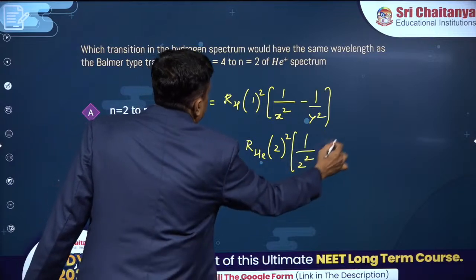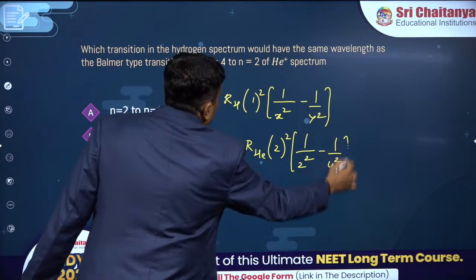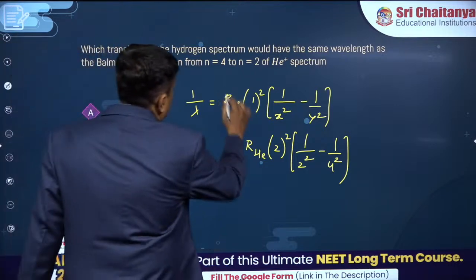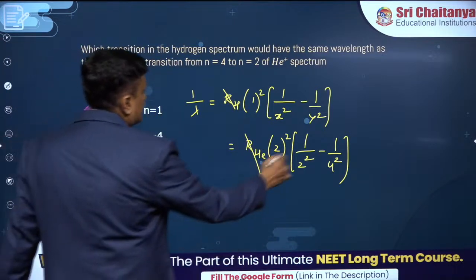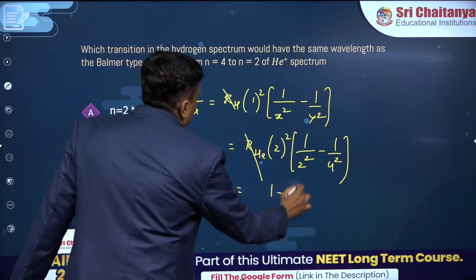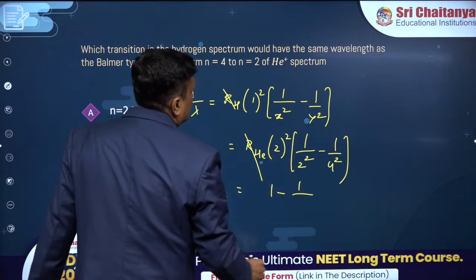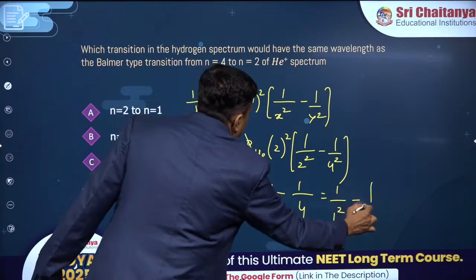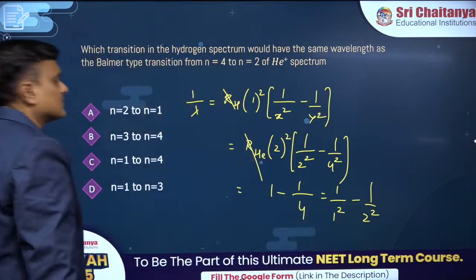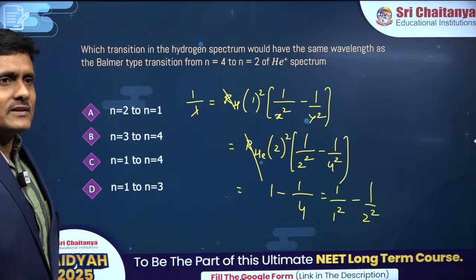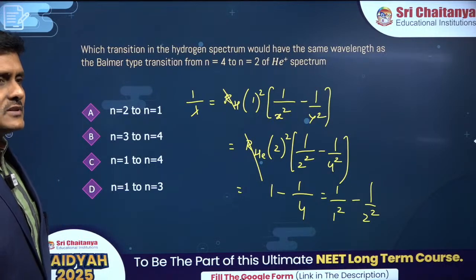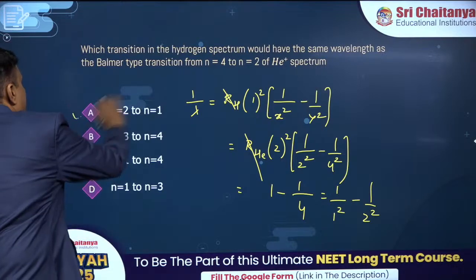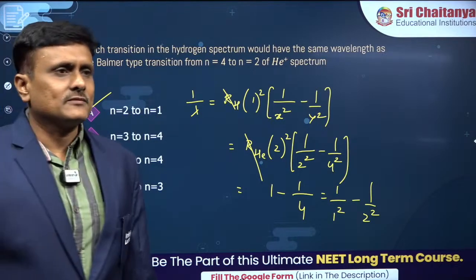Having 2 square and 4 square. So you can see simply that this gets cancelled, approximately assuming to be the same. So this value will also remain as 1 minus 1 by 4. 2 square into (1 minus 1 by 4), this you can write as 1 by 1 square minus 1 by 2 square. So 2 to 1. That's a brilliant answer. Good, super fast calculations, buddies. So the right answer should be 2 to 1. Hope you guys are following.